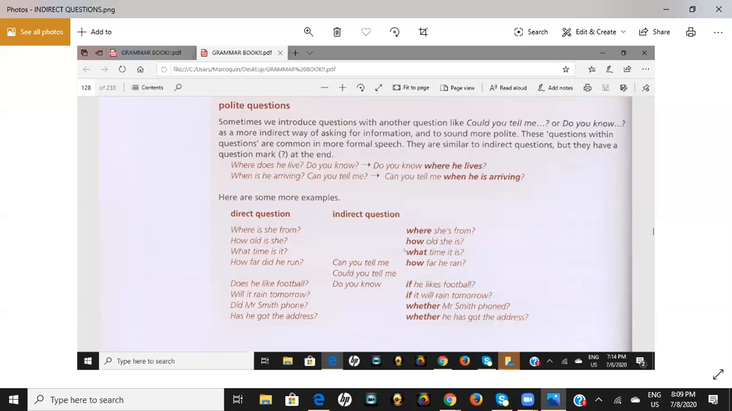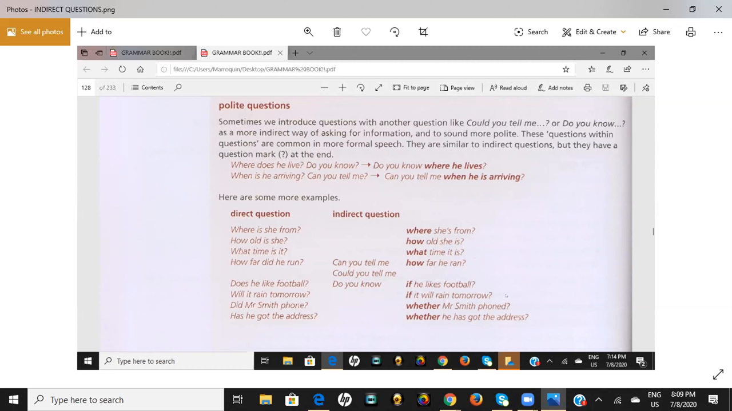So, can you tell me where she's from? Could you tell me how old she is? Do you know what time it is? Can you tell me how far he ran? When you're making indirect questions, it is necessary, imperative, that you start the question like this. And then the complement will be something positive.